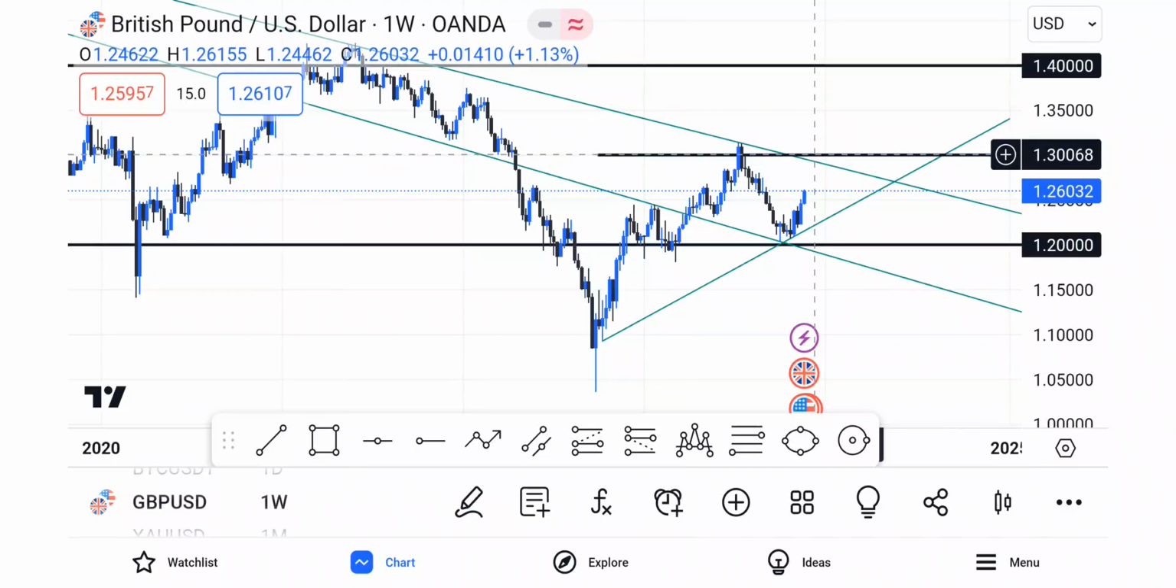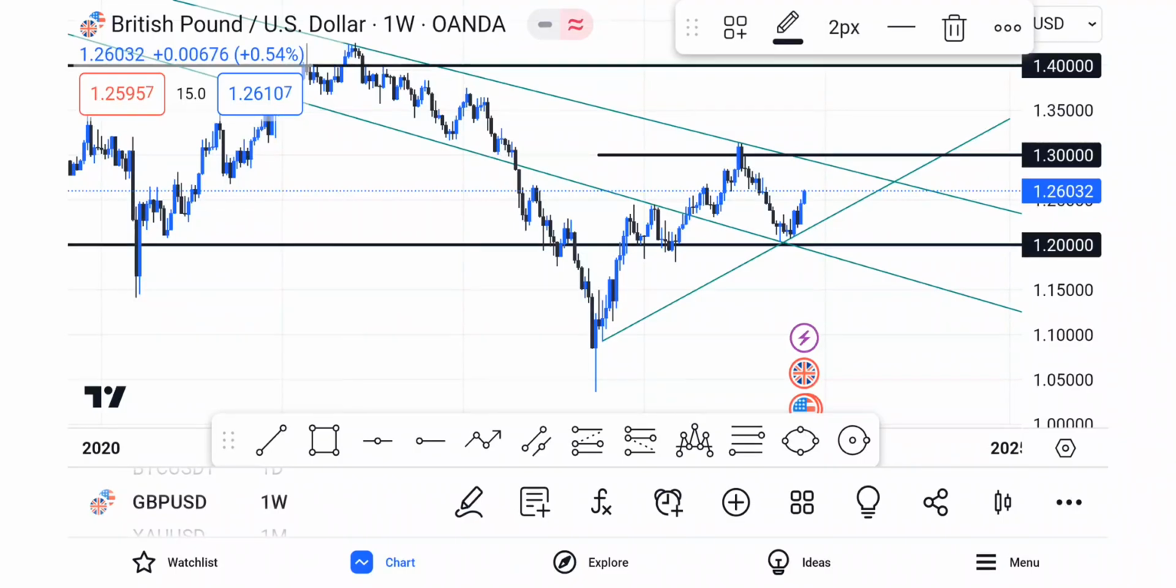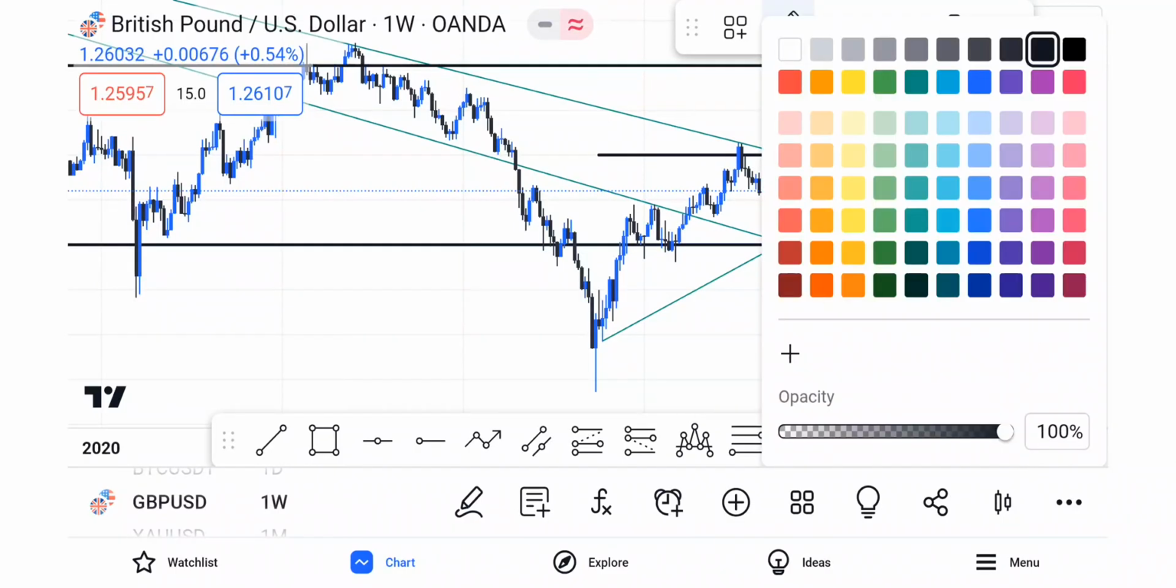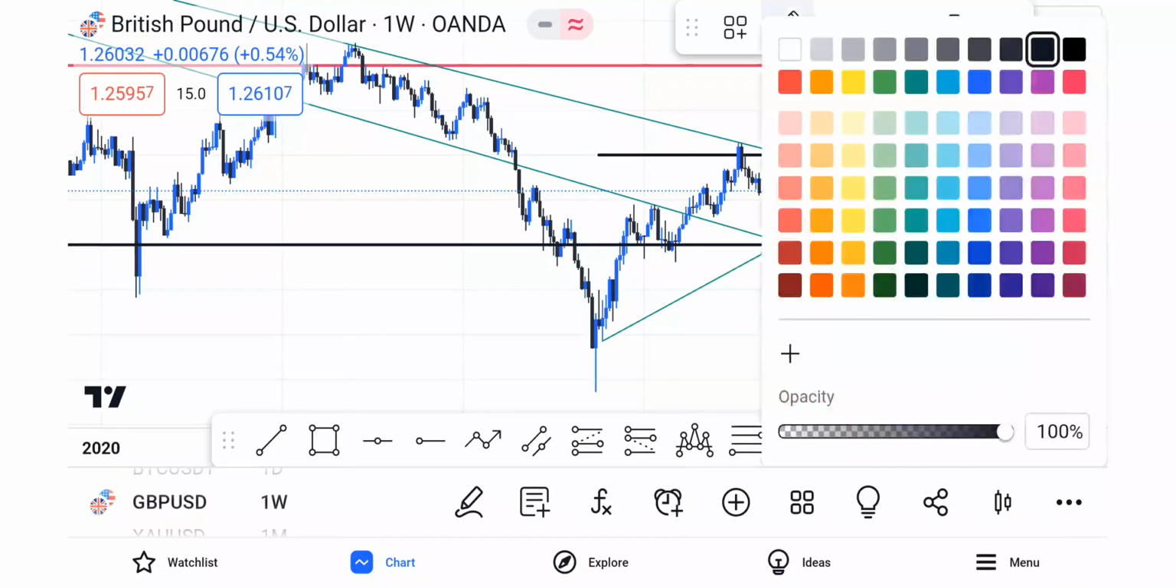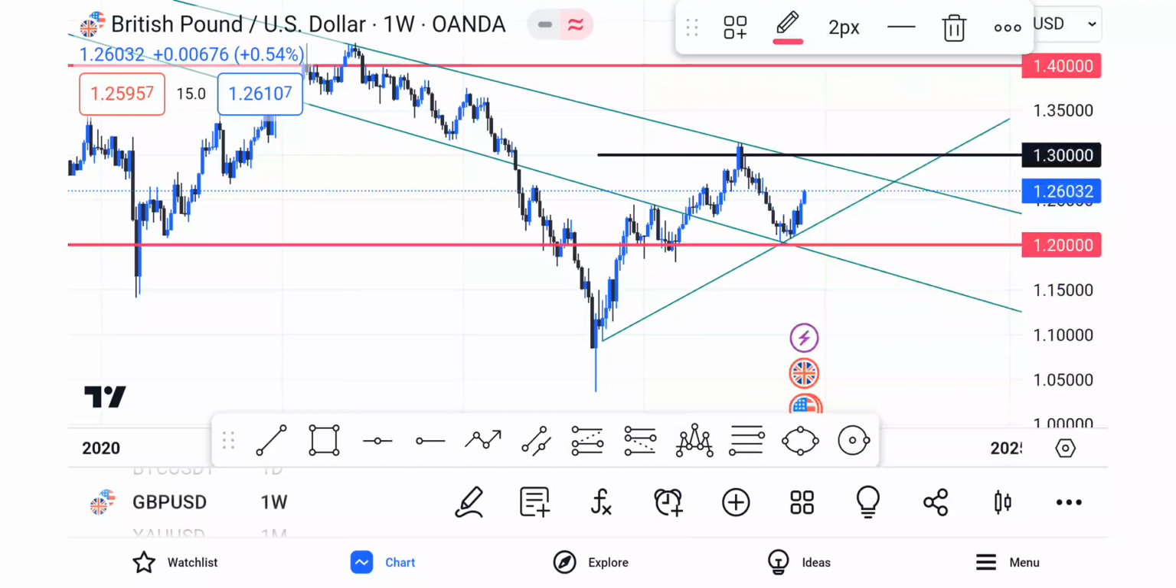So I don't want to miss anything in the market. So what I'm going to do now is change the colors of these so that I know which one is the major and which one is the minor. So the red ones are the ones from the monthly, and the black are the ones from the weekly.